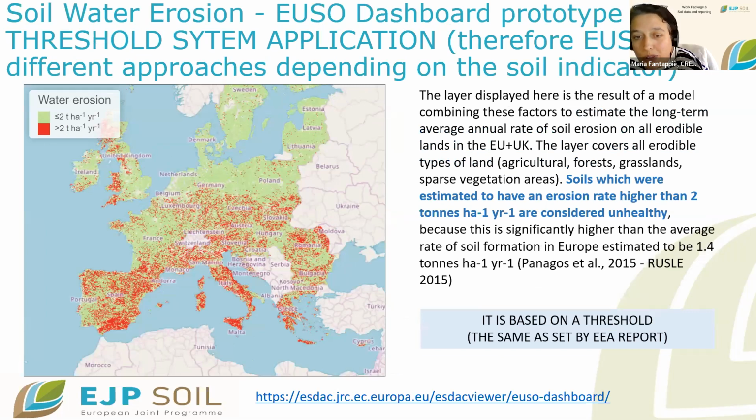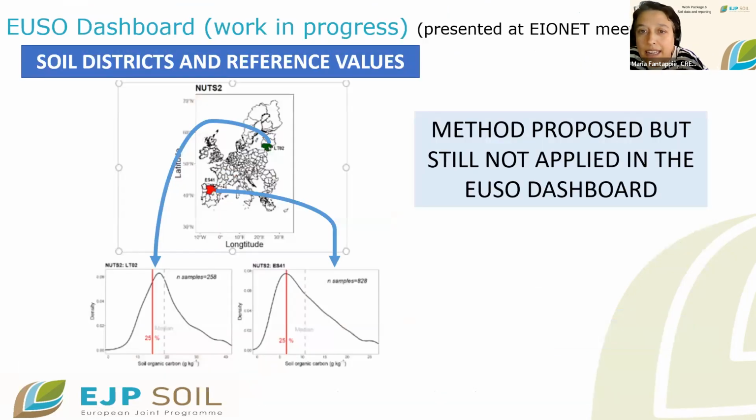And I want to show you here that the same European Soil Observatory is instead using a threshold for another indicator, which is water erosion. So the decision on which kind of approach to use is not fixed. The same European Soil Observatory is using a modeling approach for some indicators, and for others it is using a threshold. And then they are also proposing this other approach, as I told you, defining some statistical population in the different districts.